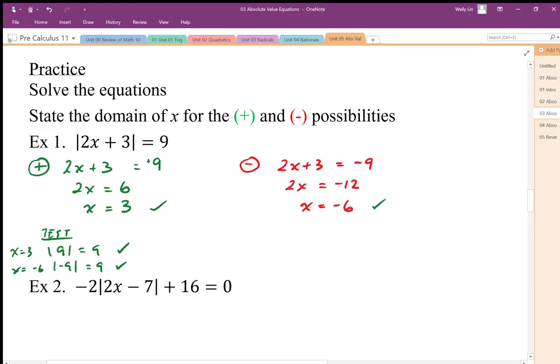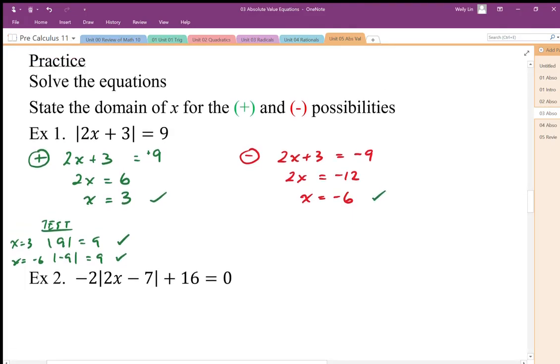Now, again, it's important that we consider that we may get a solution that doesn't work, because when we look at the shape of the graph, it is actually possible to get equations that don't have solutions.